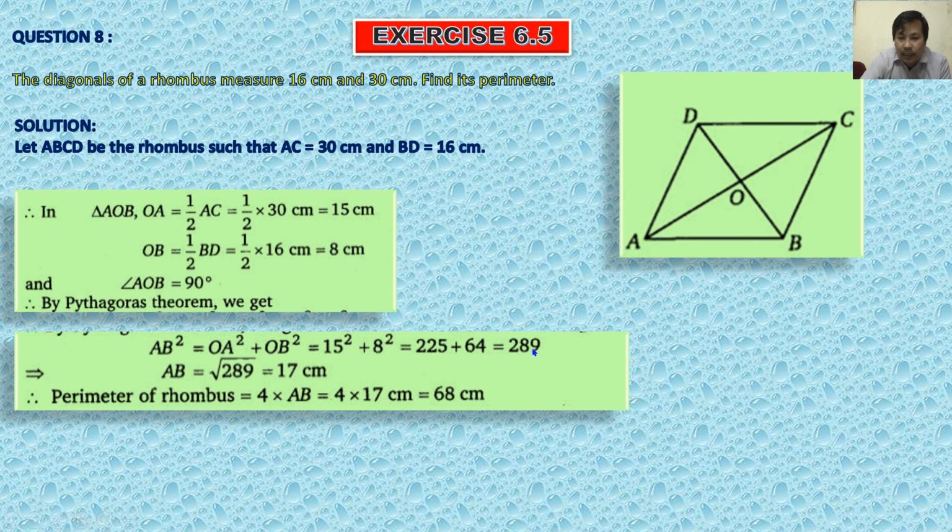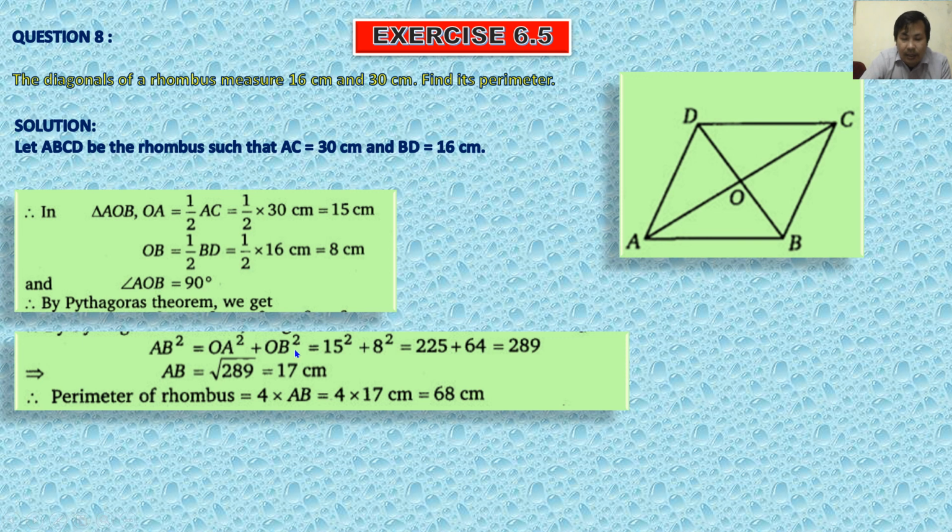That means AB is equal to, the square we bring to the other side, and then we write the square root. So AB is equal to root over 289. So 289 we will get as 17 centimeter, or 17 is the square root of 289. We find the square root of 289 by prime factorization, and we can get that 17. In another interactive class, I will show you by writing them.